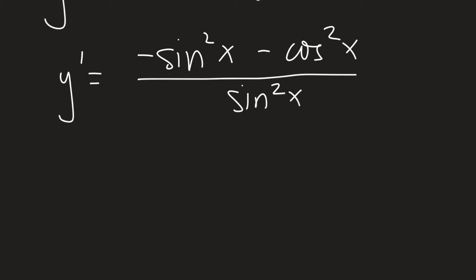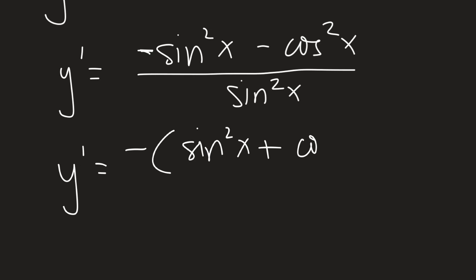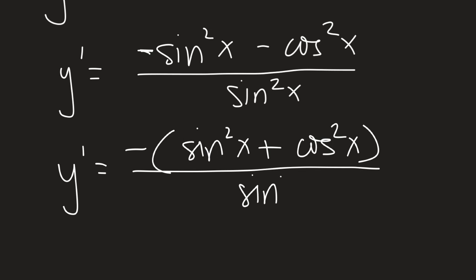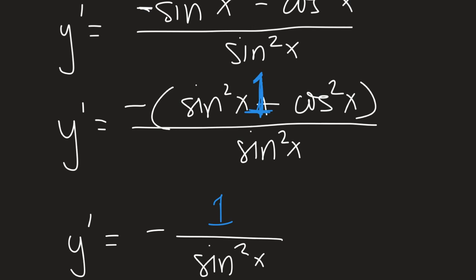Okay, now this looks a lot like what we had a second ago. Both of these terms are negative, so we can pull the negative out of them both, leaving us with this wonderful Pythagorean identity, all divided by sine squared. So just like in the previous problem, I'm going to replace sine squared plus cosine squared, all of this, with 1, because that is our Pythagorean identity from trigonometry. Negative 1 over sine squared.